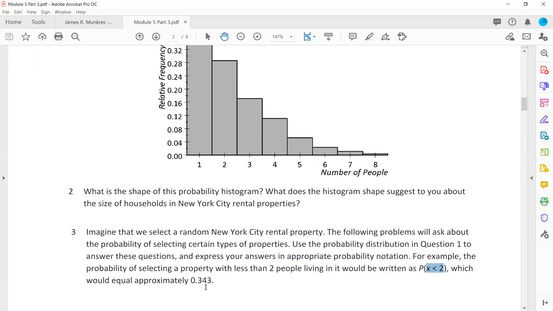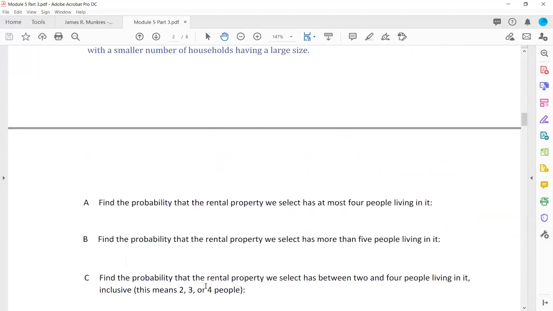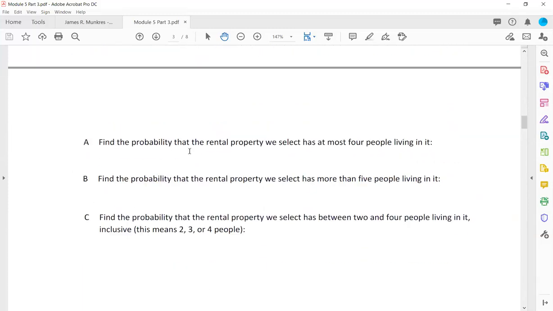So 34.3%. A, find the probability that the rental property we select has at most 4 people living in it. B, find the probability that the rental property we select has more than 5 people. And C, find the probability that the rental property we select has between 2 and 4 people living in it, inclusive. It means that we are including 2 and 4.